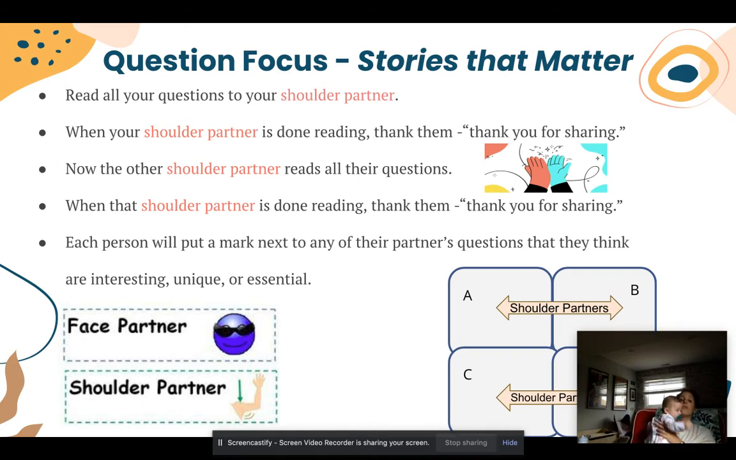So we're going to be using our partners to go ahead and practice our questions. You're going to read all of your questions to your shoulder partner. Your shoulder partner is not going to answer them. They're not going to judge them. They're not going to do anything. When your partner is done reading them, thank them. Say thank you for sharing.